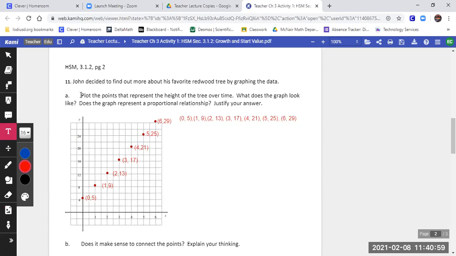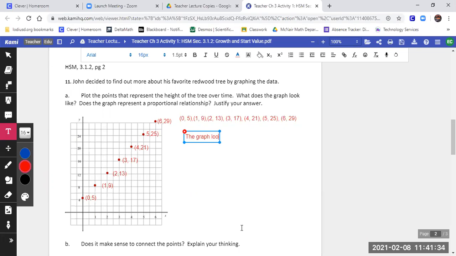Okay. Now it asks us a question. We plotted the points, right? What does the graph look like? What is its shape? So what are we going to say? Okay, so the graph looks like a straight line. Okay, that handles that question.